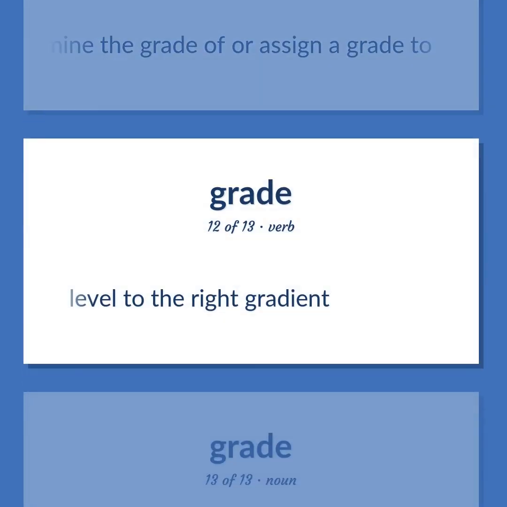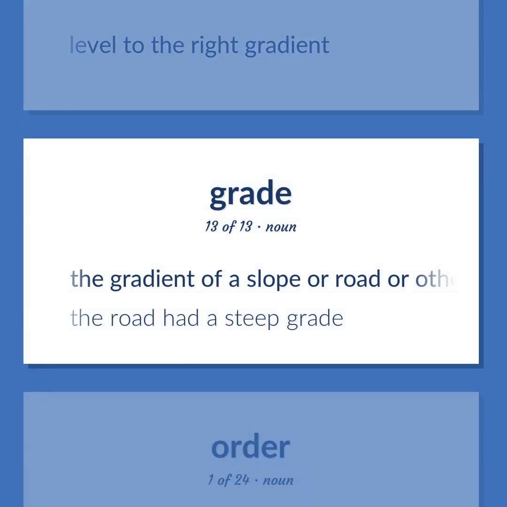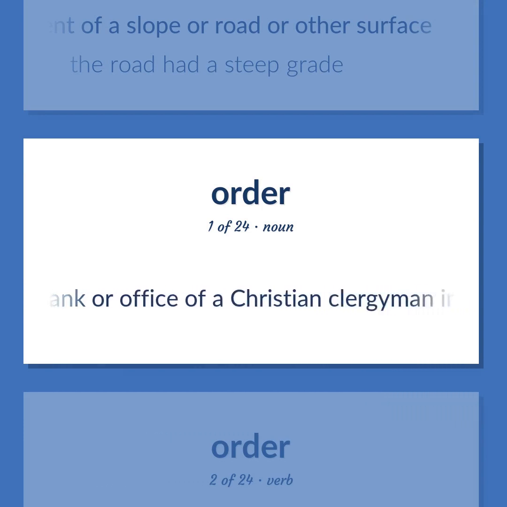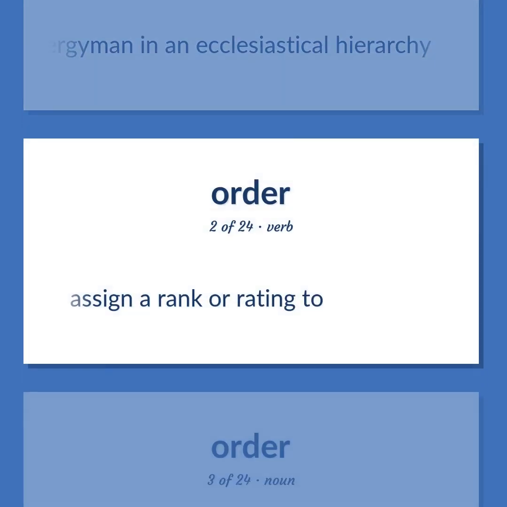Level to the right gradient. The gradient of a slope or road or other surface. The road had a steep grade. Usually plural, the status or rank or office of a Christian clergyman in an ecclesiastical hierarchy. Assign a rank or rating to.